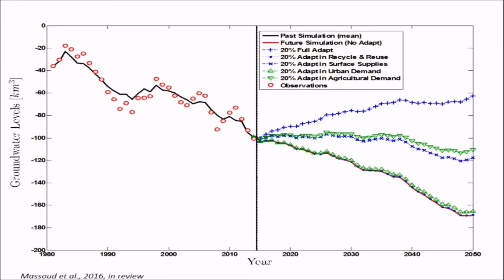And then on the right, just playing with, what happens if we do nothing? Well, okay, that's not good. And what happens if we do a 20% reduction in agricultural use? What happens if we do 20% in agricultural use and add in some efficiencies like recycling or conjunctive surface water management or whatever? So this is the sort of stuff that we need.